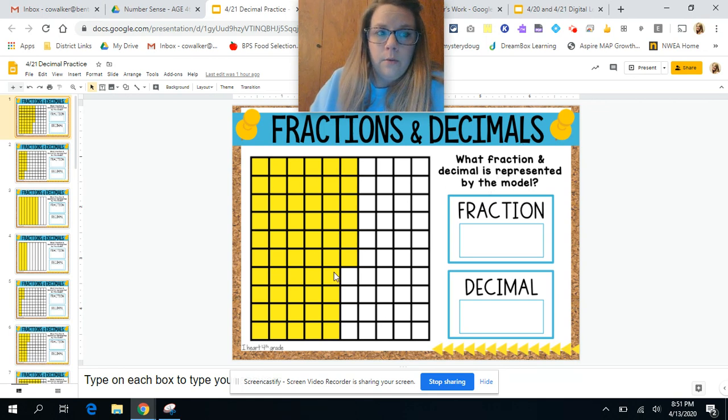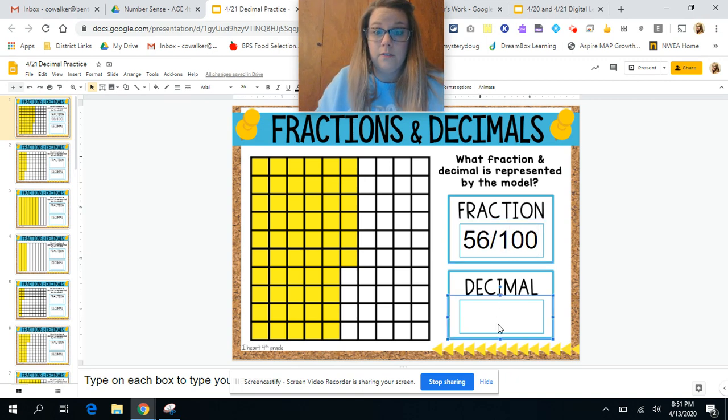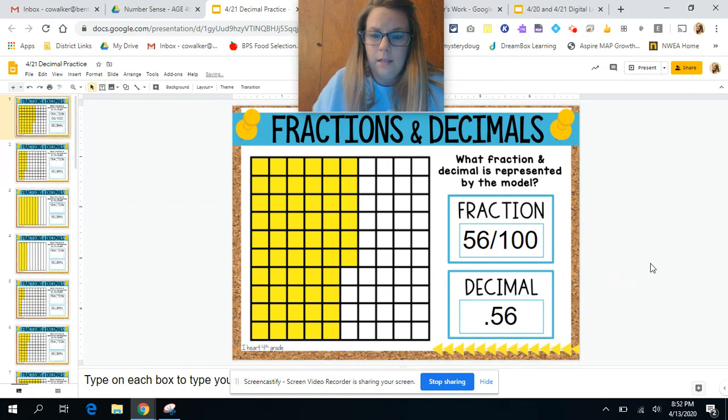So really, what is this fraction? What type of block is this? It's a 100 block. And how many are shaded in? Well, I know each row in a 100 block is worth 10. So I'm going to count 10, 20, 30, 40, 50, and then 1, 2, 3, 4, 5, 6. So I count 56 are shaded in out of my total of 100. So that means I would have 56 out of a total of 100. And then because I know it's 56 hundredths, what decimal is that going to be? Well, 0.56. So that is how you're going to solve all of these. You're going to figure out the fraction, then you're going to convert it to a decimal, okay?